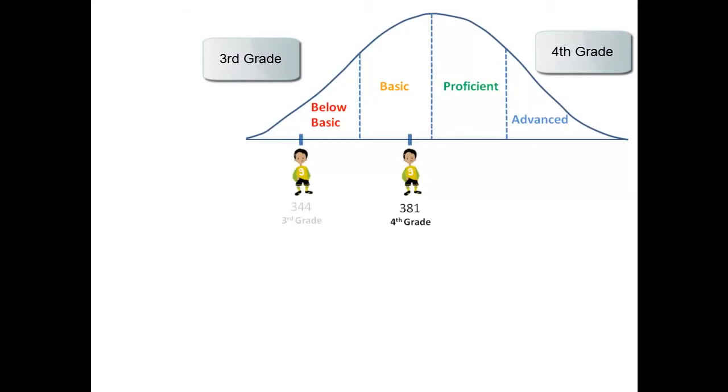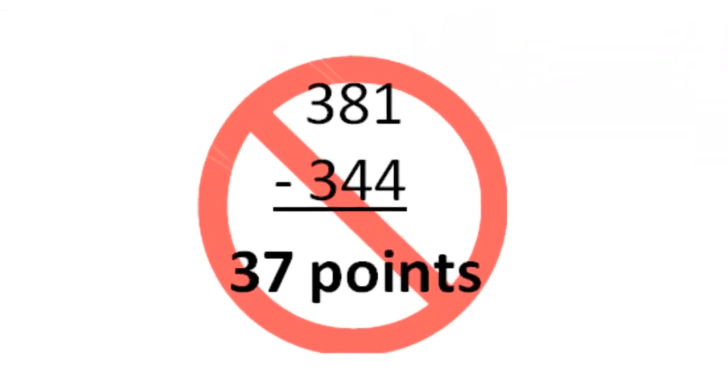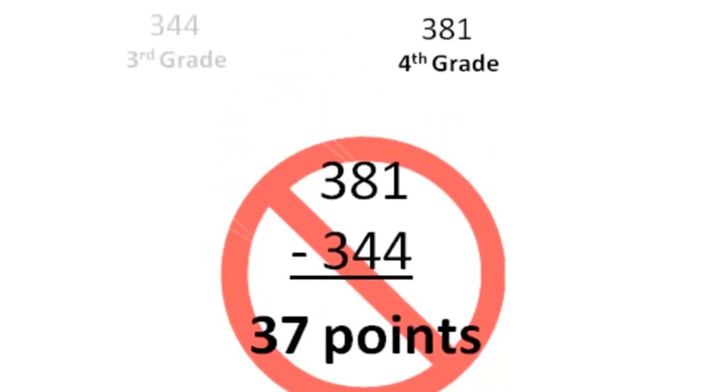To do this, we cannot simply subtract his 3rd grade score from his 4th grade score because Washington State assessments are not vertically scaled. That is, they do not combine to form one long yardstick from year to year. So we cannot say that he grew by 37 points, 381 minus 344. Instead, we attempt to define above and below average growth by placing Anthony's growth in the context of a comparison group.